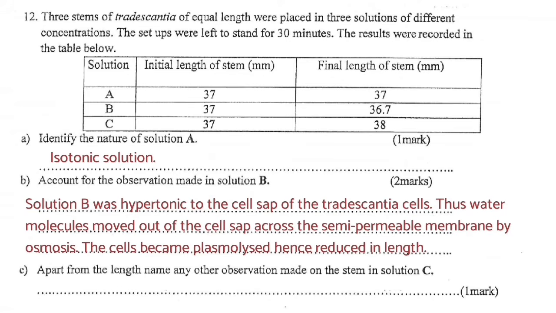Part C, apart from the length, name any other observation made on the stem in solution C. So these cells, the ones that were placed in solution C, gained water, and that is the reason why we have an increase. Now by gaining water, the cells will become turgid. Therefore, the other observation is that the stem will be firm or rigid, because of the absorption of water.